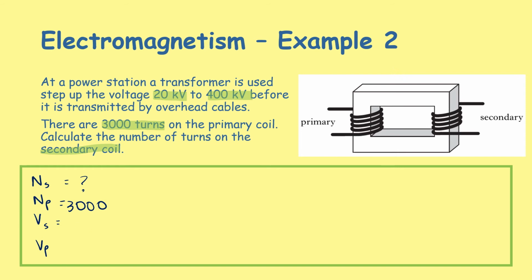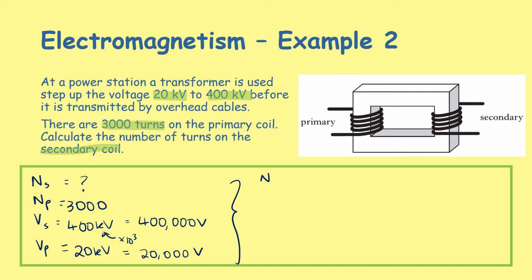Oh, got them the wrong way around, didn't I? 20 doesn't go there. We have our secondary voltage of 400 kilovolts and our primary voltage of 20 kilovolts. Remembering kilo means times 10 to the power of 3 or times by 1,000. So 400 kilovolts is the same as saying 400,000 volts. And the same with 20 kilovolts, that's the same as saying 20,000 volts. Now we can use our equation. NS over NP equals VS over VP. So that's us putting NS over 3,000 equals 400,000 over 20,000.